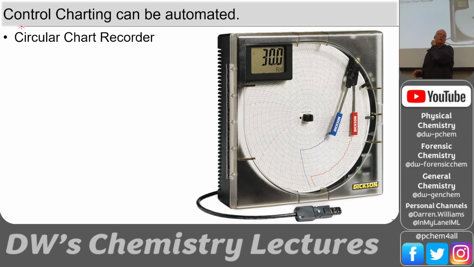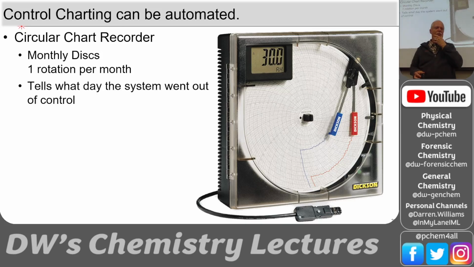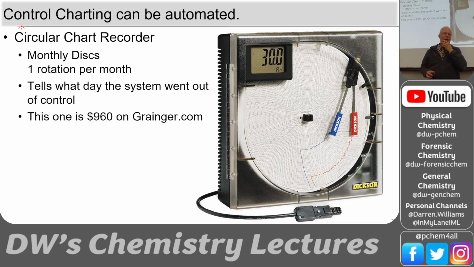They did some work on the street lights or something, and they come back in and the power's back on, the AC's back on, but you saw that there was an excursion. Like, oh, something's wrong. So 1 rotation per month tells the day the system went out of control. And this one's $960 on Granger. Now you guys with your budget may think that's a lot of money. Okay, that's not a lot of money. That's insulting. I didn't mean to be insulting, but $960 is a chunk, right?